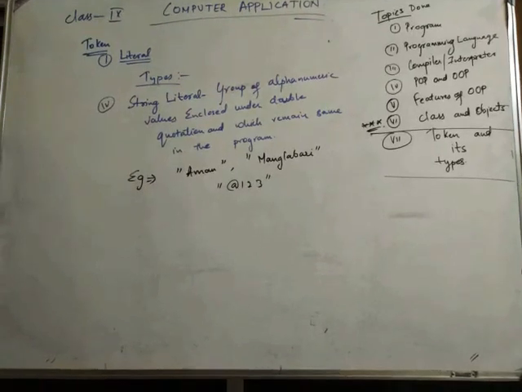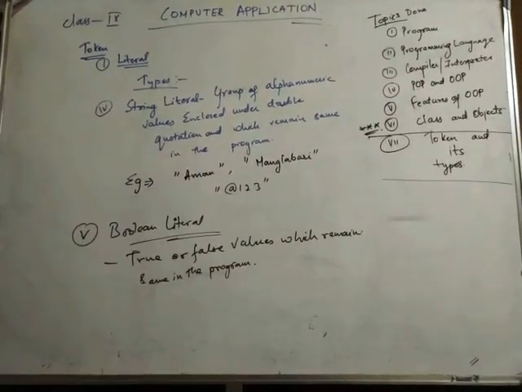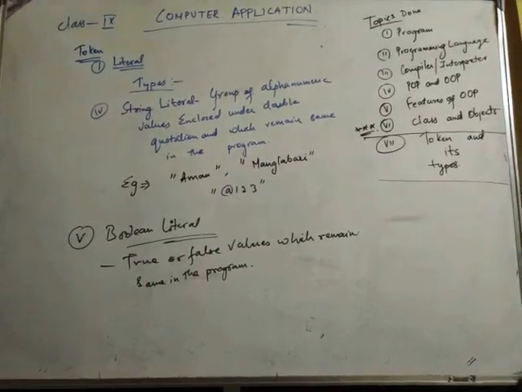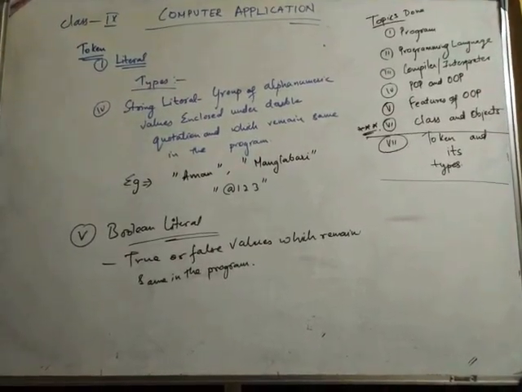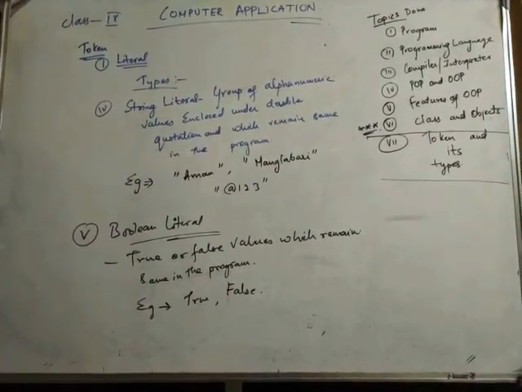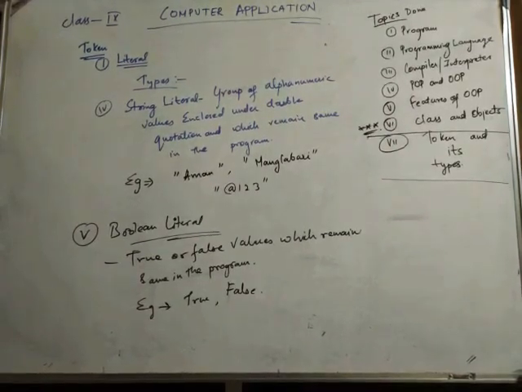Next one is your Boolean literal, the last one. True or false values which remain same in the program are called Boolean literal. Any true or false values which remain same in the program are called Boolean literal. So this is what a Boolean literal is. Clear all of you? Understood? So these are the types of literals which we need to know for writing programs.